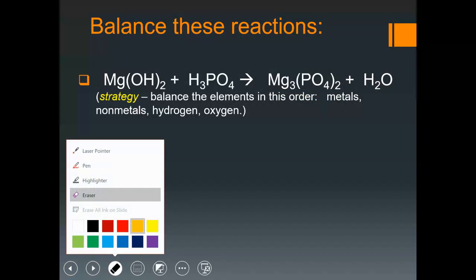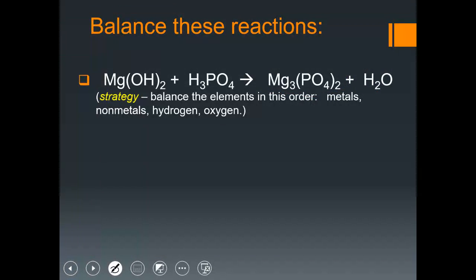So when you have a parentheses, that means that you need to distribute or double. Like here, if this was a 5 outside, we'd have 5 phosphorus and 20 oxygen. So you're kind of multiplying that number through. You got to distribute it through. So when there's a lot of elements, I have found that one of the most useful strategies is to do things in this order. Do your metals, then the non-metals, then the hydrogen, and then balance the oxygen last.